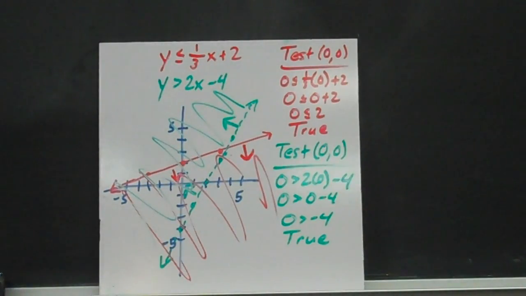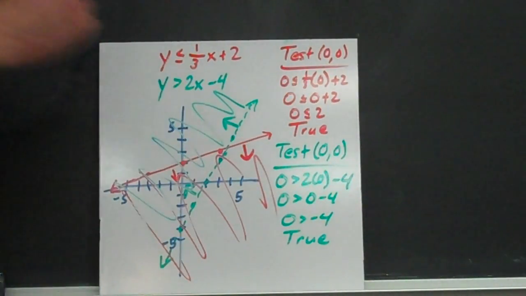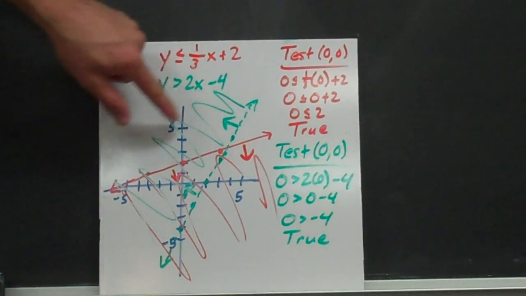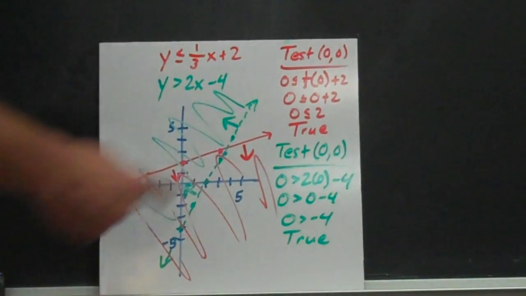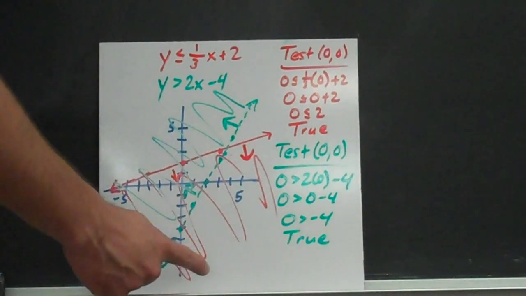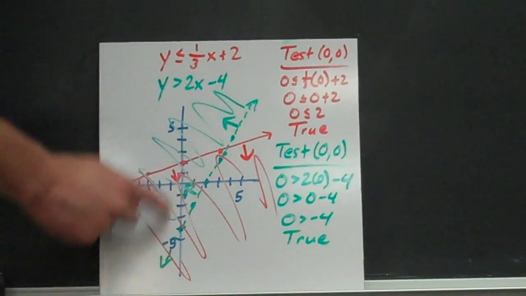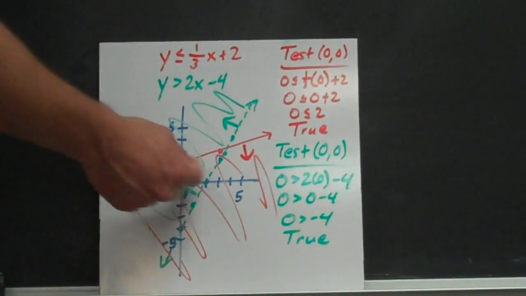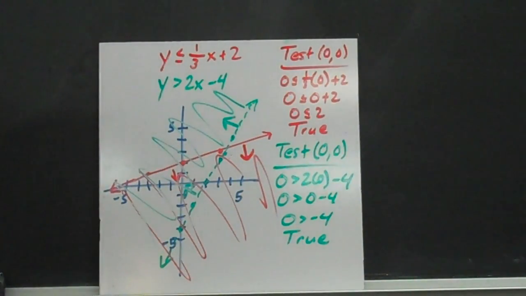Now what we're looking for is the area that works for both of them. If you notice, there are 4 different areas. 1, 2, 3, 4. This area doesn't work for either one. We didn't shade there for either line. This area up here only works for the green. This area down here only works for the red. This triangular area here works for both of them. Notice we have a red arrow and a green arrow pointing to that section, or if we colored it in, we can see that we've got red and green coloring there.